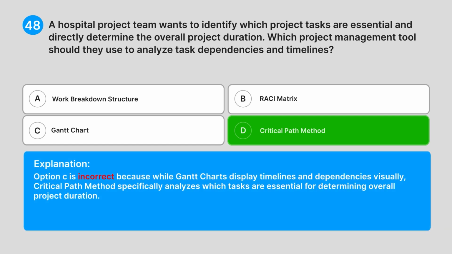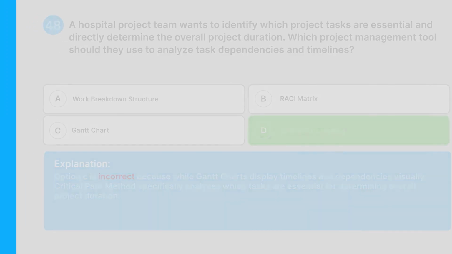Option C is incorrect because while Gantt charts display timelines and dependencies visually, critical path method specifically analyses which tasks are essential for determining overall project duration. Let's explore advanced project management techniques for optimizing project schedules. When managing complex health IT projects with hundreds of interdependent tasks, you need to identify which tasks are absolutely critical to completing the project on time.